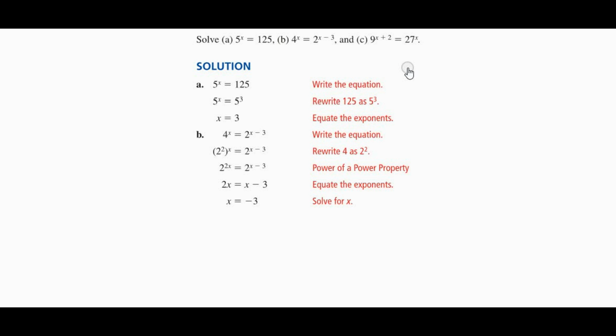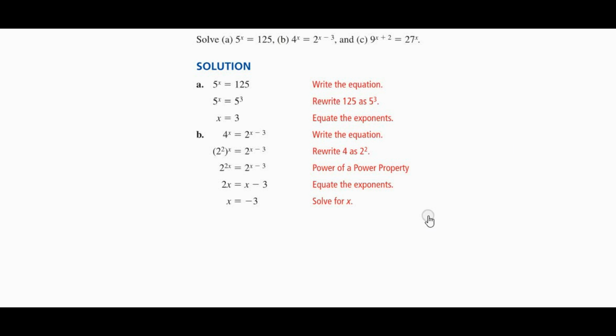On our C here, we have 9 raised to the x plus 2, and we have 27 raised to the x. So our question is, can we rewrite one or both of these to the same base? So we know that 9 times 3 is 27, but we're not talking about just multiplying it by 3. We're talking about raising it to a power.